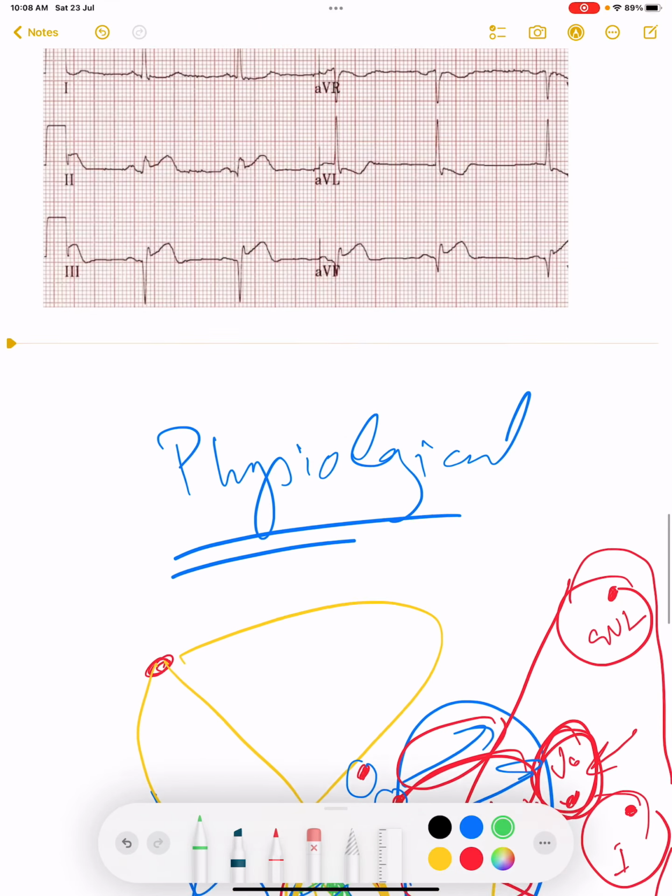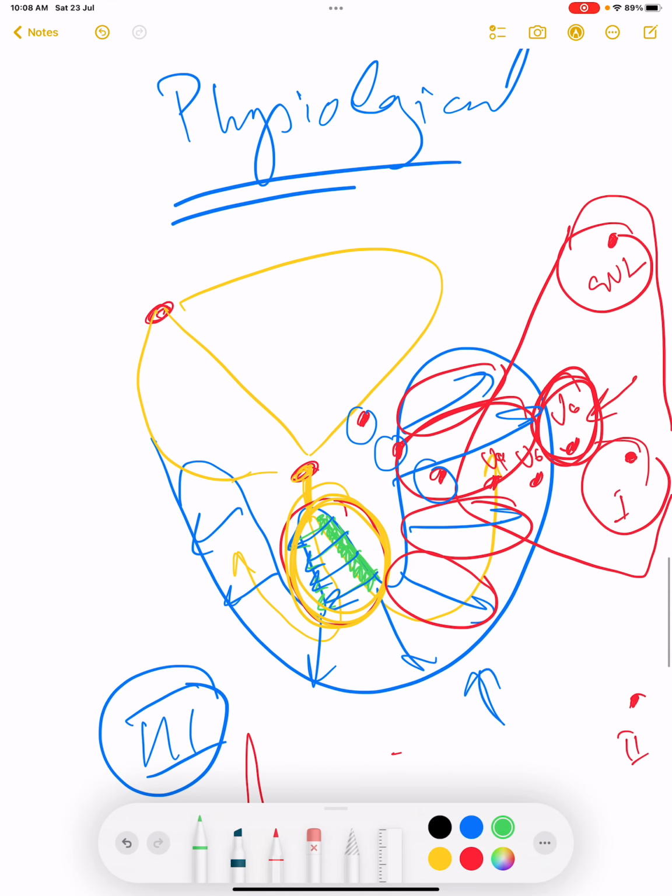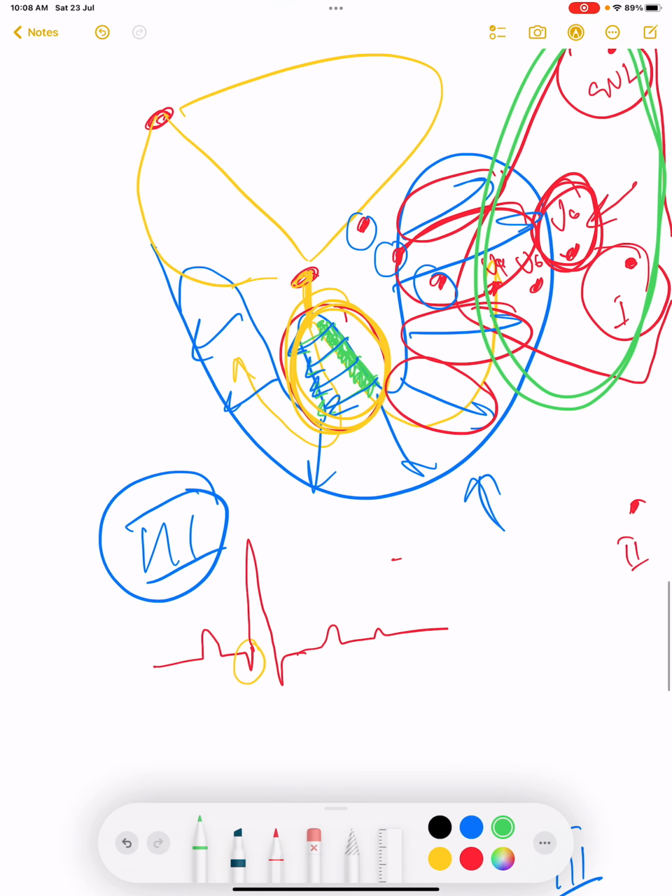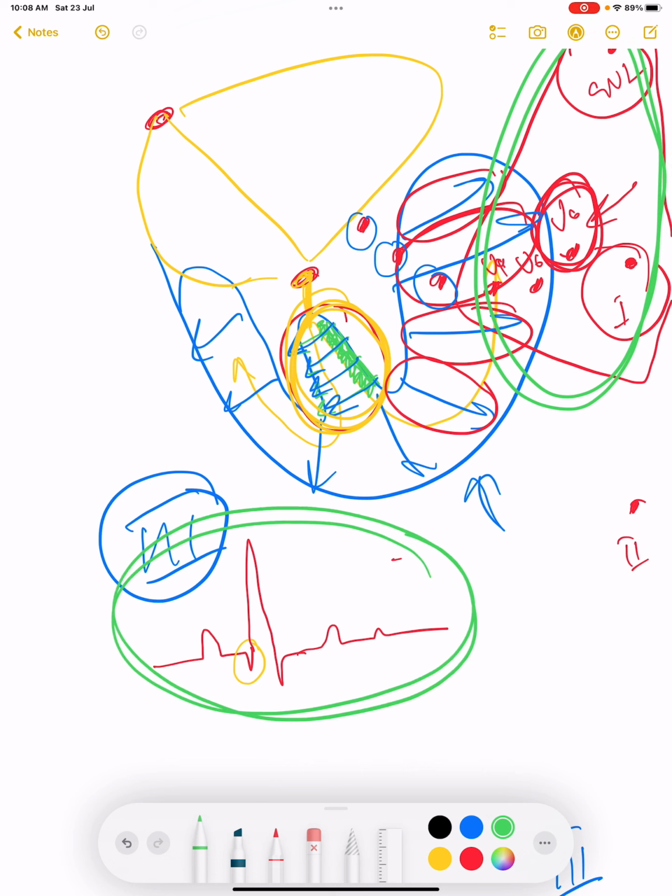So there are two types of physiological Q waves which we can see. First, in the lateral leads, normally we can see small Q waves, and in lead 3, during expiration, we can see small Q waves.